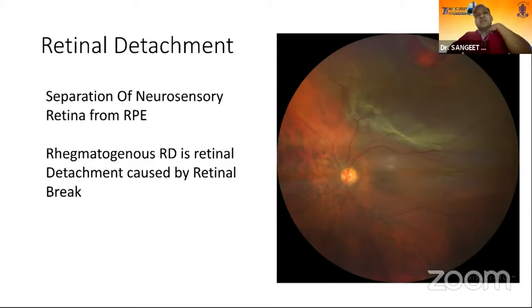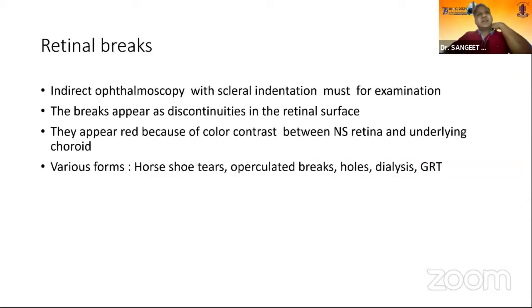And the main aim of the fundus drawing is to highlight these breaks in the preoperative period, to find where these breaks are, because these breaks need to be treated, need to be closed while repairing a retinal detachment. These breaks do appear as discontinuities in the retinal surface, and they appear red because of the color contrast between the neurosensory retina and the underlying choroid. And there are various forms of these breaks. They could be in the form of horseshoe tears or operculated breaks, holes, dialysis, or giant retinal tears.